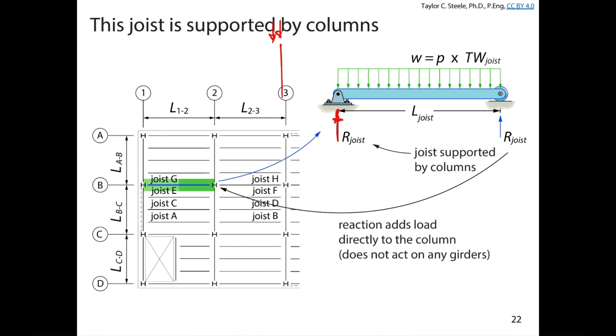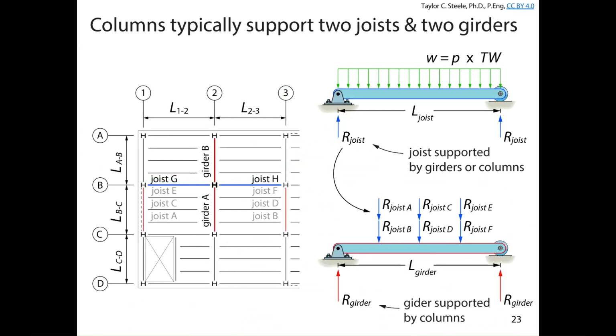Some of our joists are directly supported by columns instead. Okay, so this little piece is going to go to the column, this little piece is going to go to the other column, and those joists are going to have reaction forces that are directly transferred into the columns. And if we look at the other elements supported by the column, in addition to those 2 blue joists, we're also going to have a couple of girders.